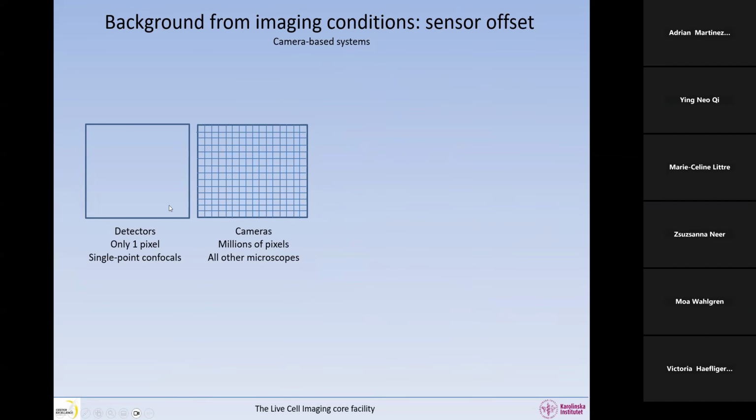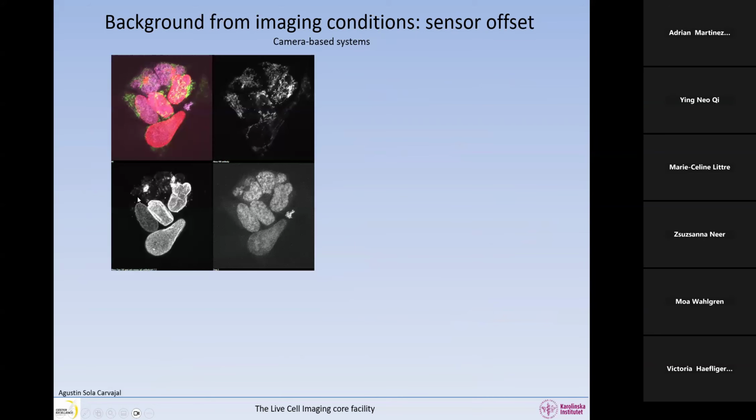So now if we are talking about cameras instead, we also have a sensor offset, which may create some background from the imaging conditions. So in this image, for example, we can see that it's a composite image of 3, and here we have the overlay. And so they are very well detected. And if we look here in the background at the intensity, what we can see is we have 105 in this image, 225. So here is quite high background. And here we have 143. It's also quite wide. And this is the reason why this is grayish, because we have a high background.